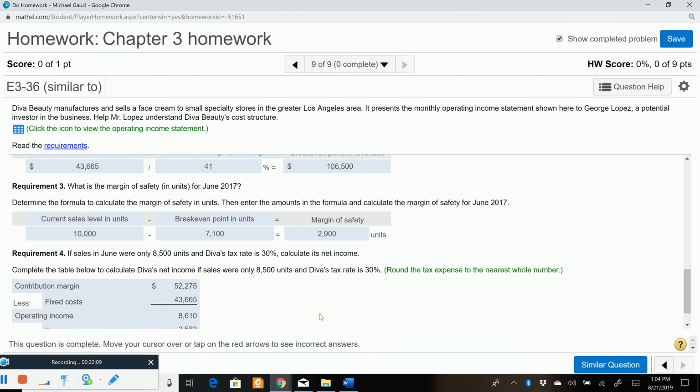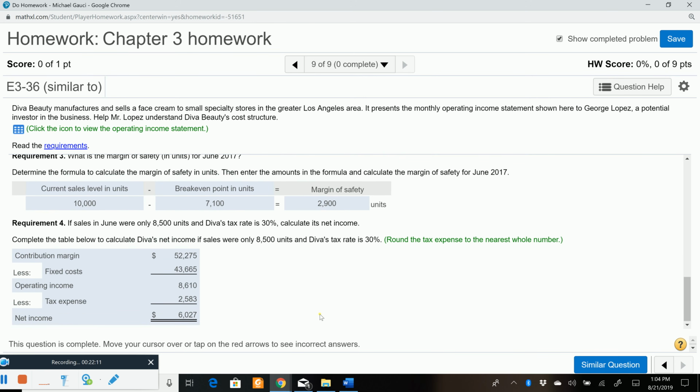All right. And last but not least, let's take a look at the last requirement. Complete the table below to calculate DIVA's net income if sales were only 8,500 units. All right, so the contribution margin, remember we said before it was $6.15. So if we are selling 8,500 units and multiply it by $6.15, that gives us our contribution margin.